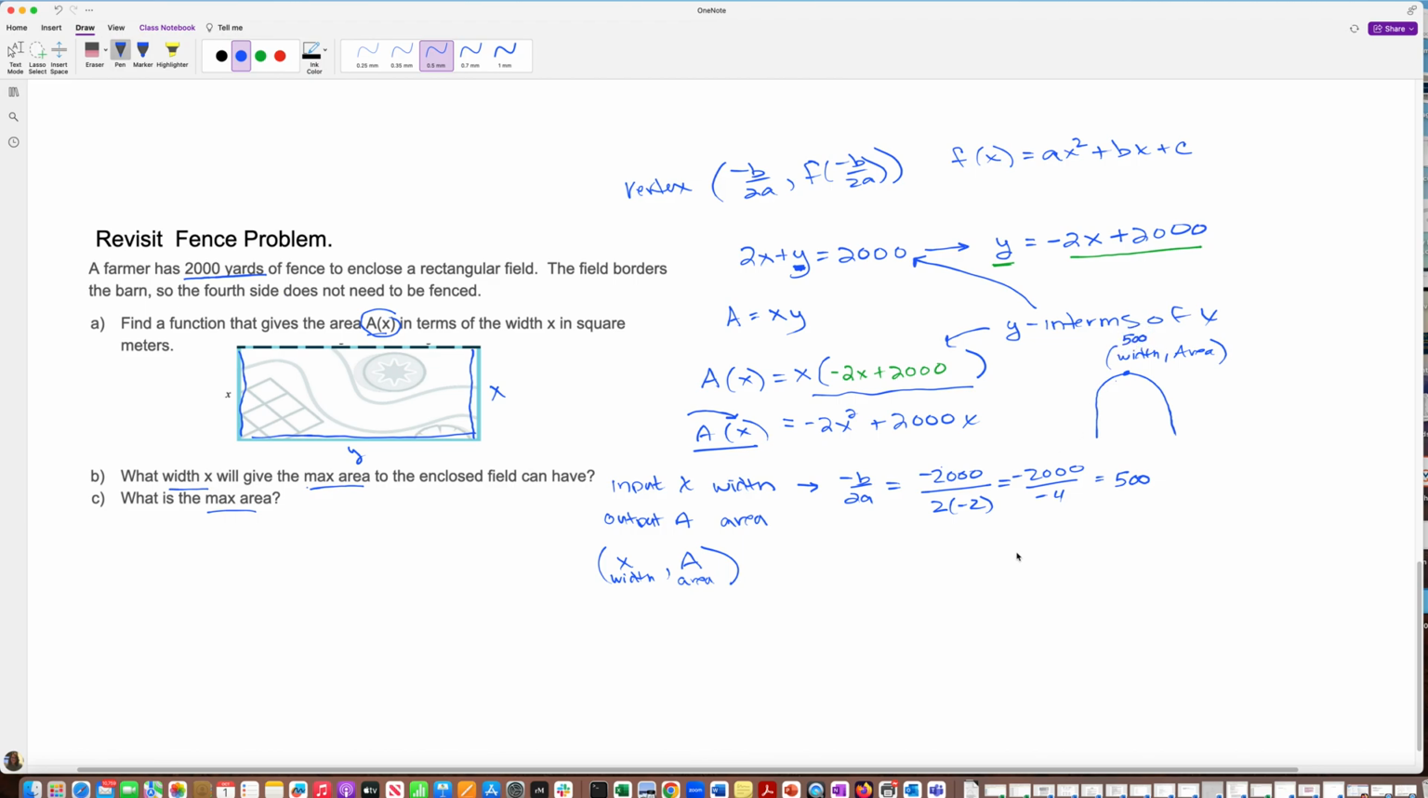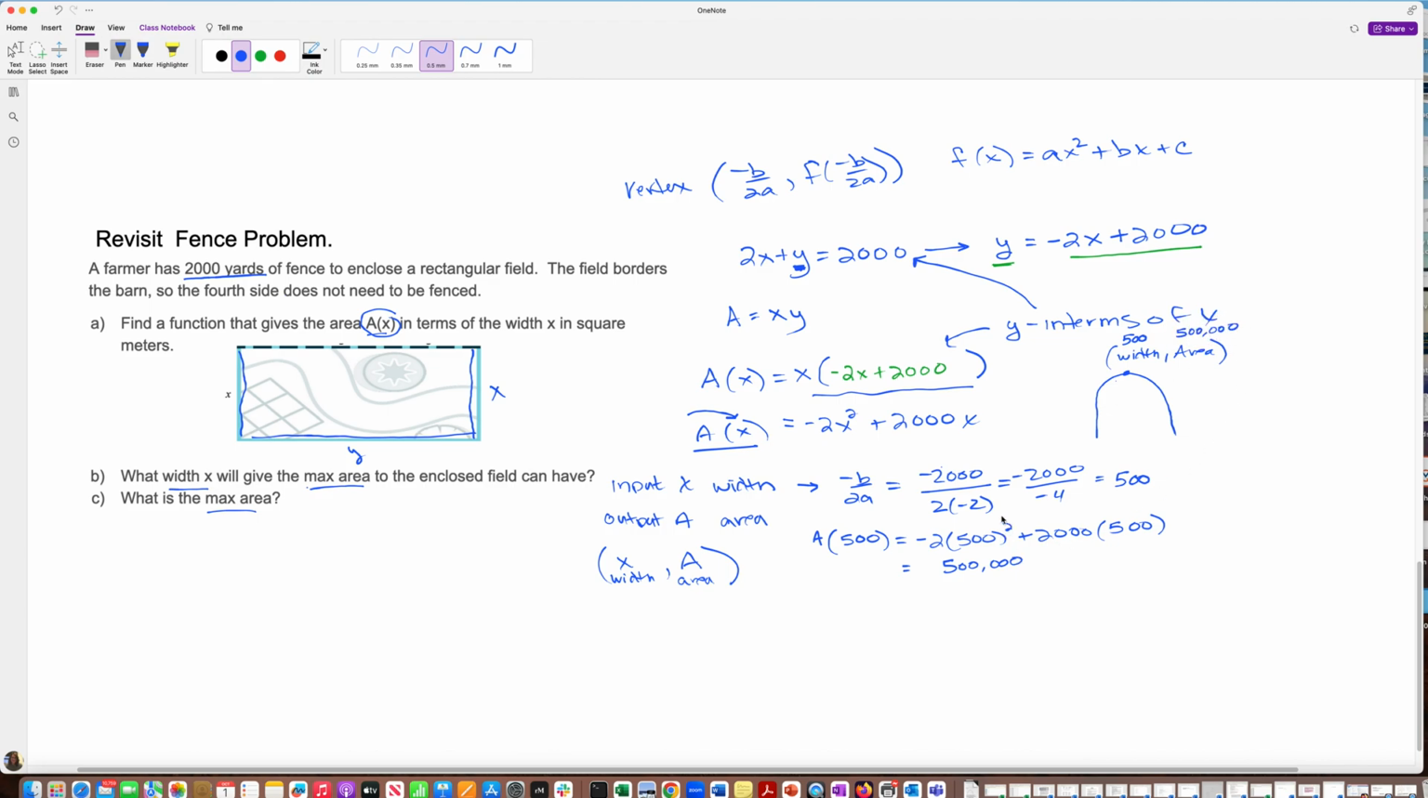So that would be the input of the vertex. So now to find the output, I'm just going to run that number back through the function. So let's see, this would be negative 2 times 500 squared plus 2,000 times 500. Okay, so let's see. This is going to be 500,000. Okay, so that's this.